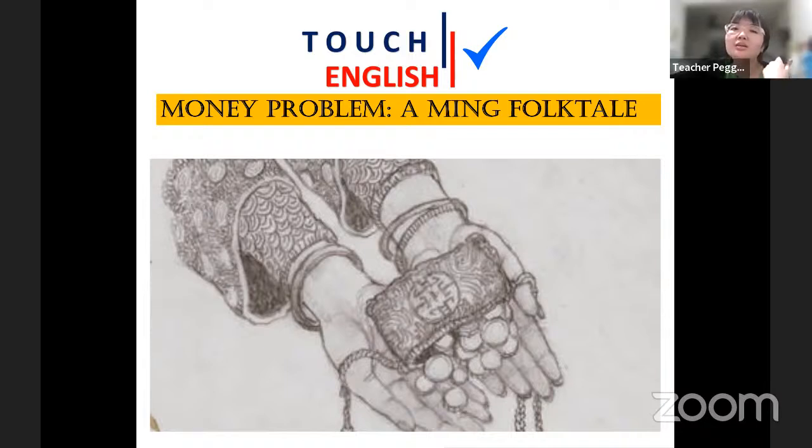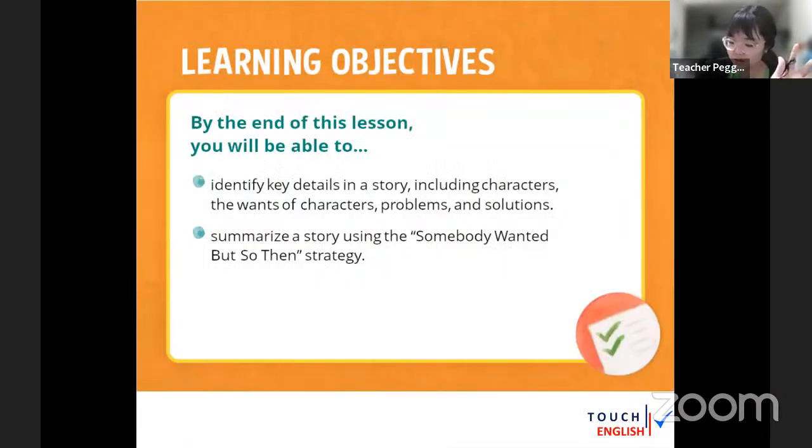Okay. So later we are going to read a story, and the story is a Ming Folktale. We're going to read about this person. What is happening there is that money brings problems to this person, and this person believes that money actually brings problems. So later we will see what happened in the story, and why money brings problems. All right, and here it is.